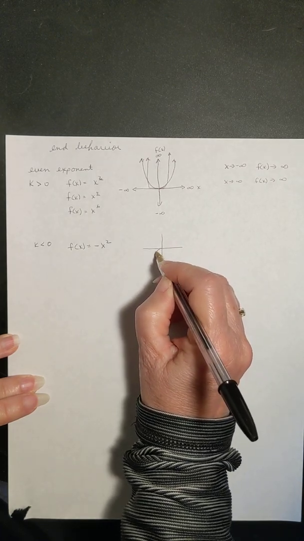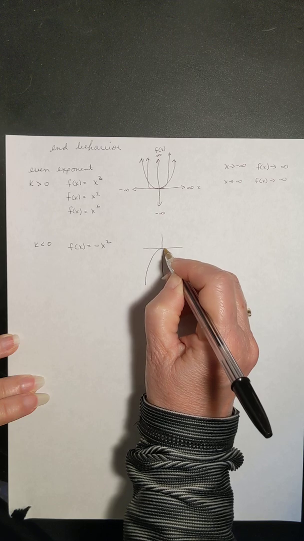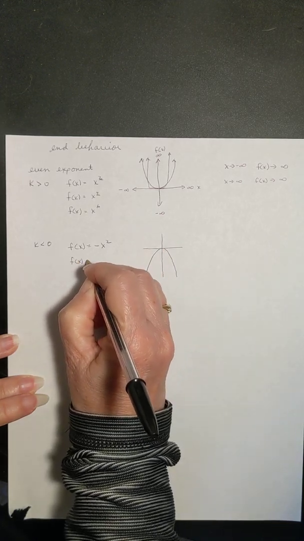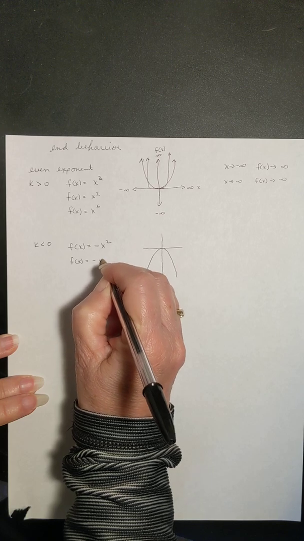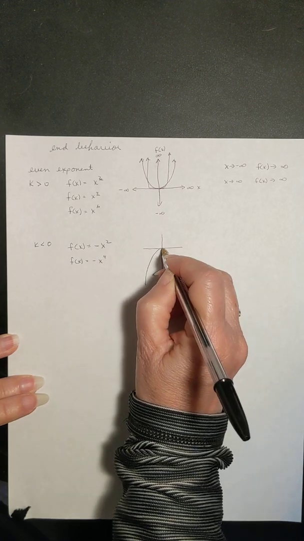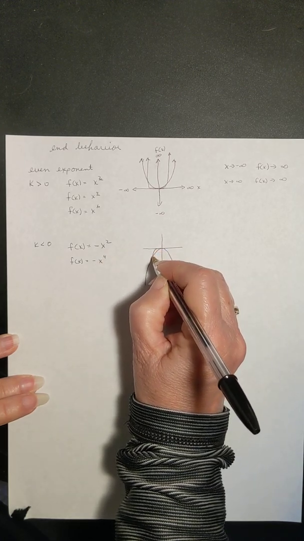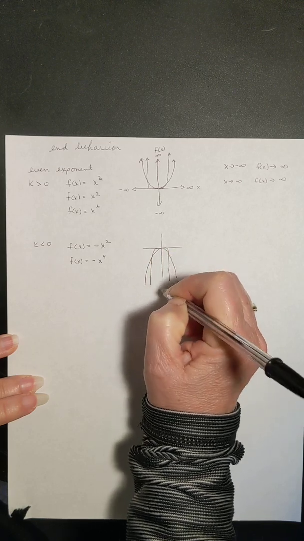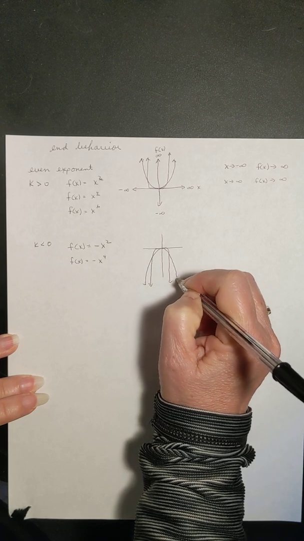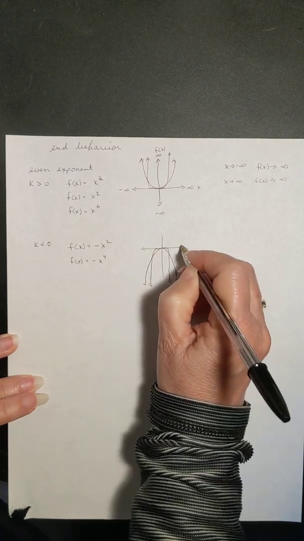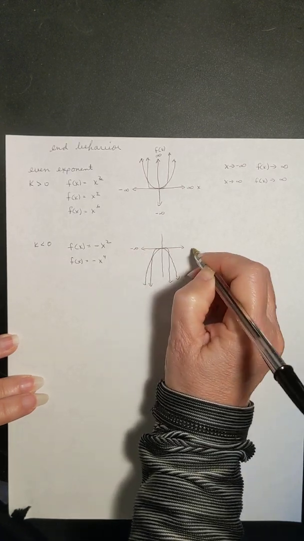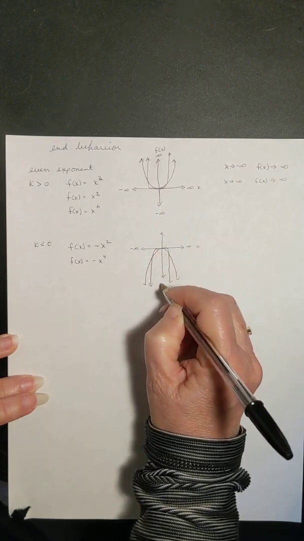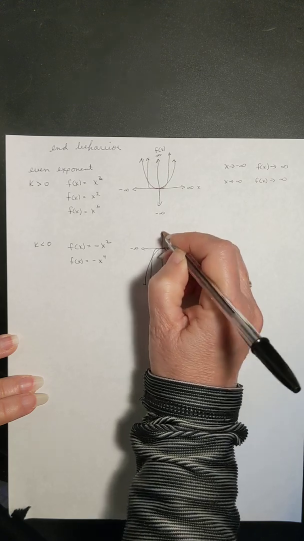And so again, my parabola is going to look like this. And if I have f of x is equal to negative x to the 4th, again, it's going to kind of square off more and then go down again. And same thing for all of them. So again, let's look at what's happening with x, and then let's look at what's happening with f of x.